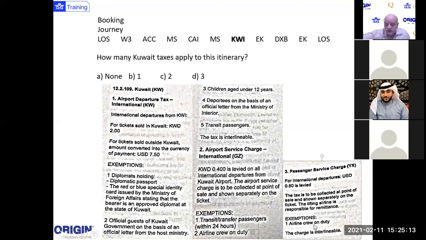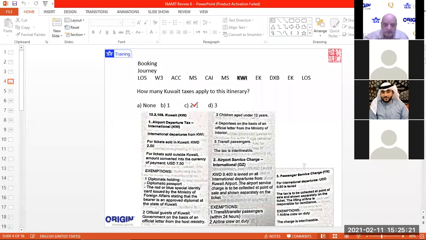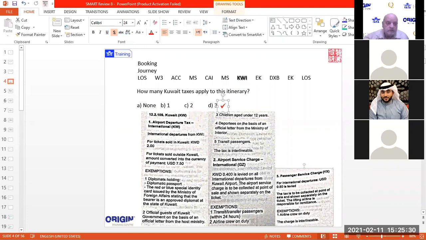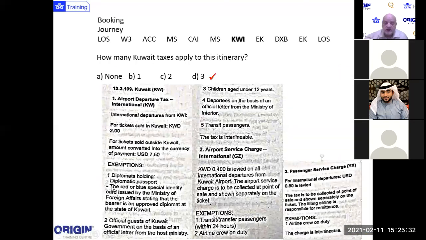Airline crew on duty. So I make it, we've got 3 taxes, sorry. So we have to collect all 3 taxes. This one, this one, this one. Is everyone clear why we are collecting all 3 taxes? Or is there a tax that you're not sure about? We're okay?